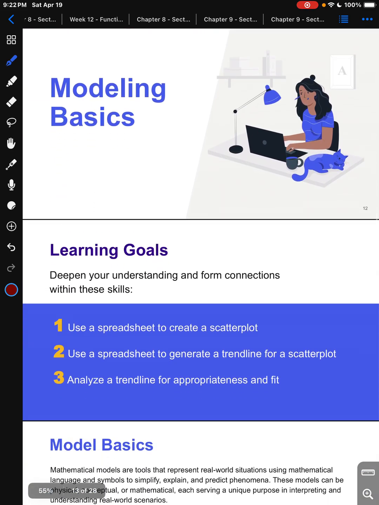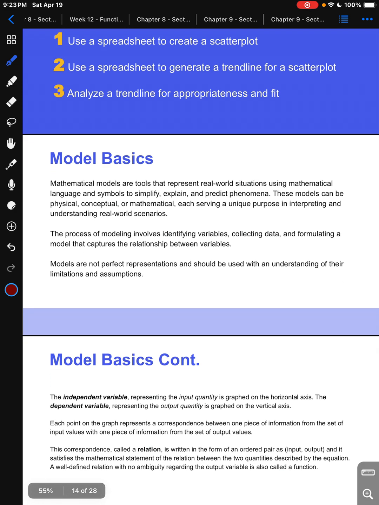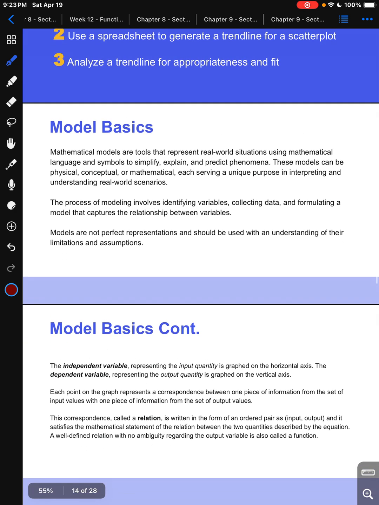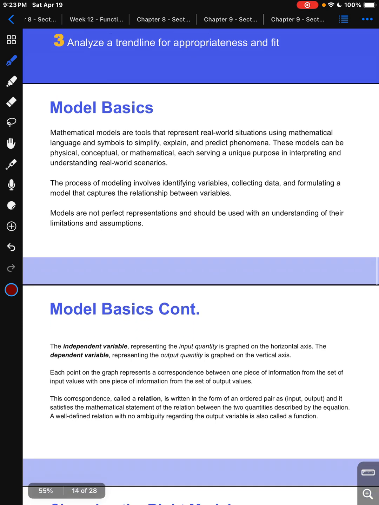Let's talk about some model basics. Mathematical models are tools to represent real-world situations using mathematical language and symbols to simplify, explain, and predict phenomena. These models can be physical, conceptual, or mathematical, each serving a unique purpose in interpreting and understanding real-world scenarios. The process of modeling involves identifying variables, collecting data, and formulating a model that captures the relationship between variables. Models are not perfect representations and should be used with an understanding of their limits and assumptions.